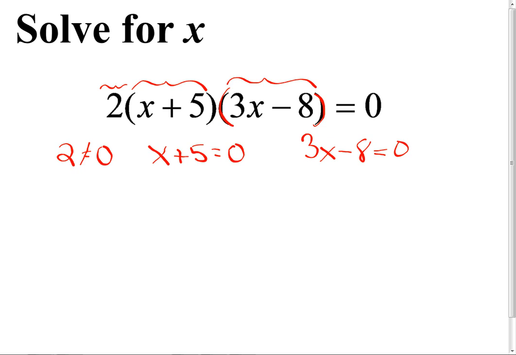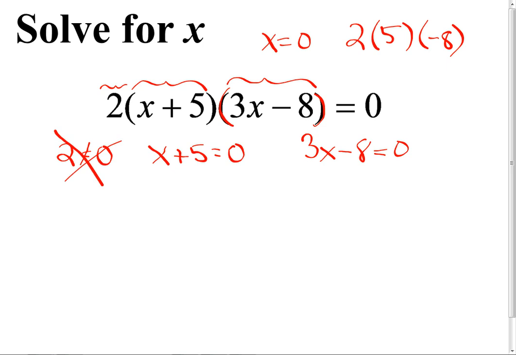Okay, obviously 2 is not 0. If you let x be 0 here, you will not get 0. What if x is 0? You get 2. What's 0 plus 5? 5. If I put 3 times 0, that's 0. 0 minus 8 is a minus 8. Okay, is that 0? I don't care what it is, but is it 0? No. So this isn't going to work.